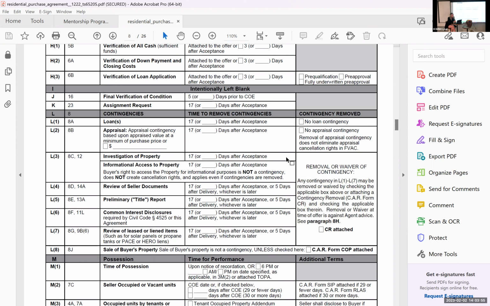Investigation means everything from looking at permits, looking at the preliminary title report, making sure the buyer can get insurance, reading seller disclosures, the physical portion, which is what? Inspections, right? So investigation of property. Well, it is pretty standard to be 7 to 14 days. 17 is very long. Let me tell you how I decide how many days.